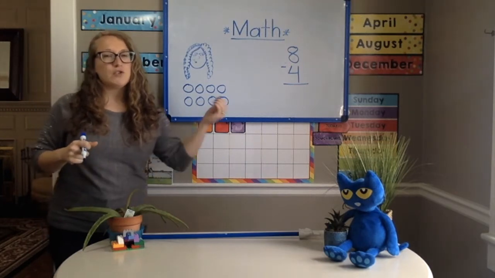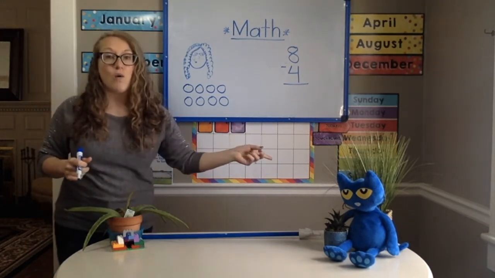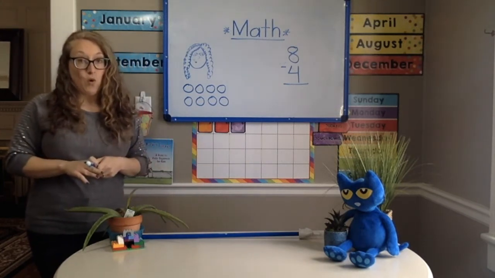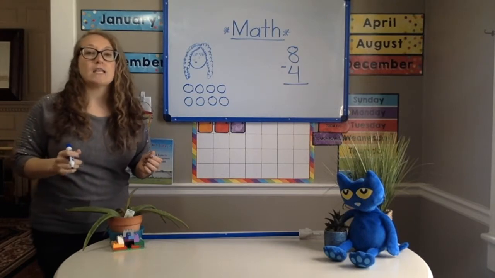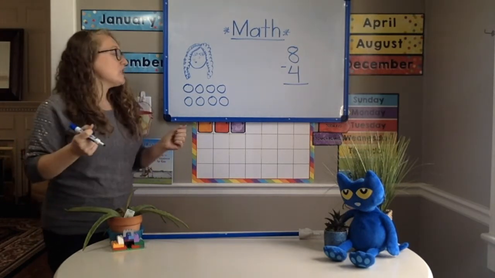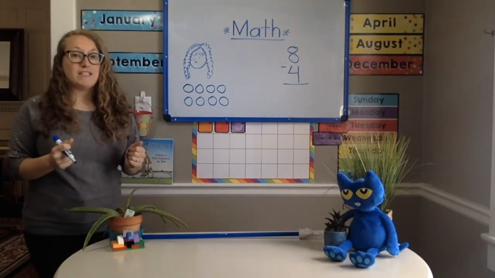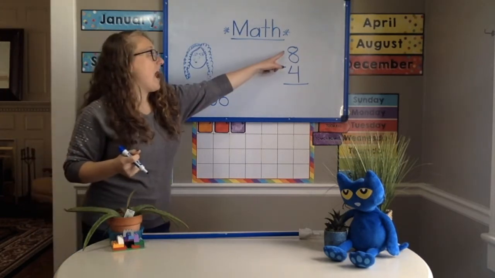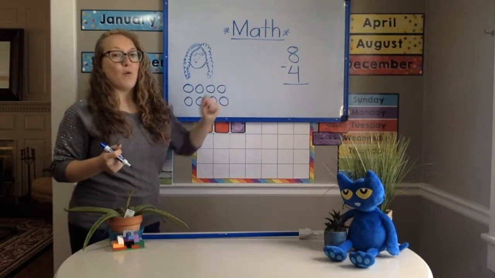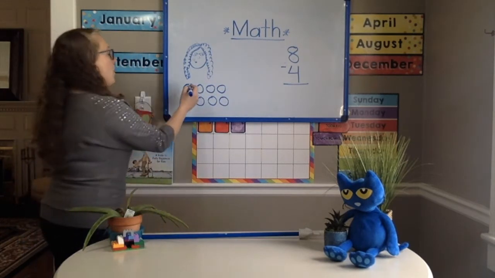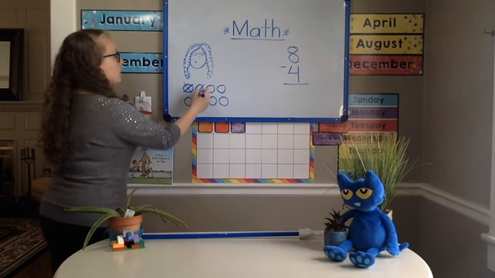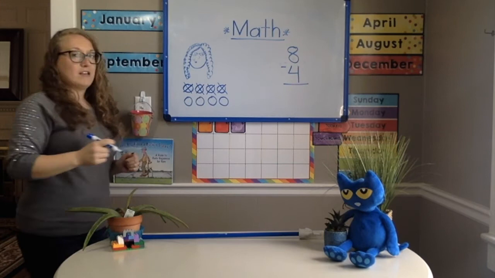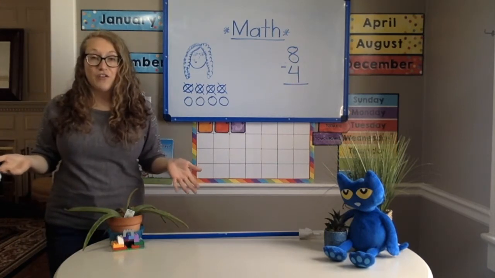Does that mean I'm going to draw more? No, I am not drawing more. I am crossing off 4 of them. Remember, when we subtract, we are taking away. So Miss Stoller has 8 strawberries, and I am going to take away 4 of them. I have 8. I'm taking away 4. So I'm going to cross off 4 of them. 1, 2, 3, 4. So how many strawberries do I have left, kindergarten?